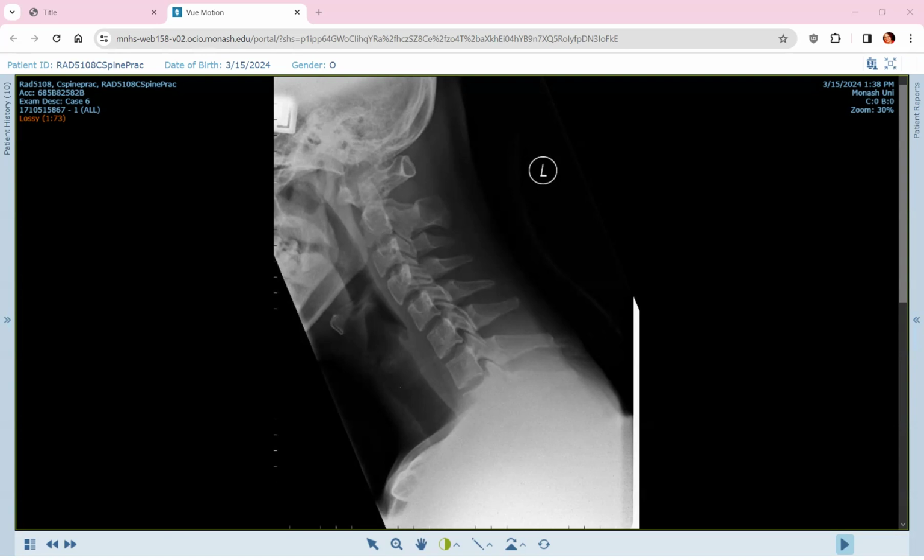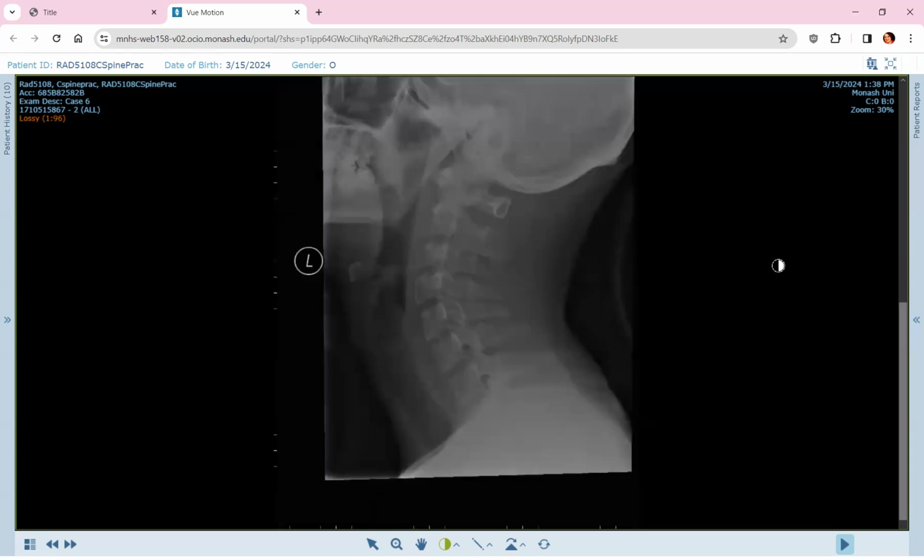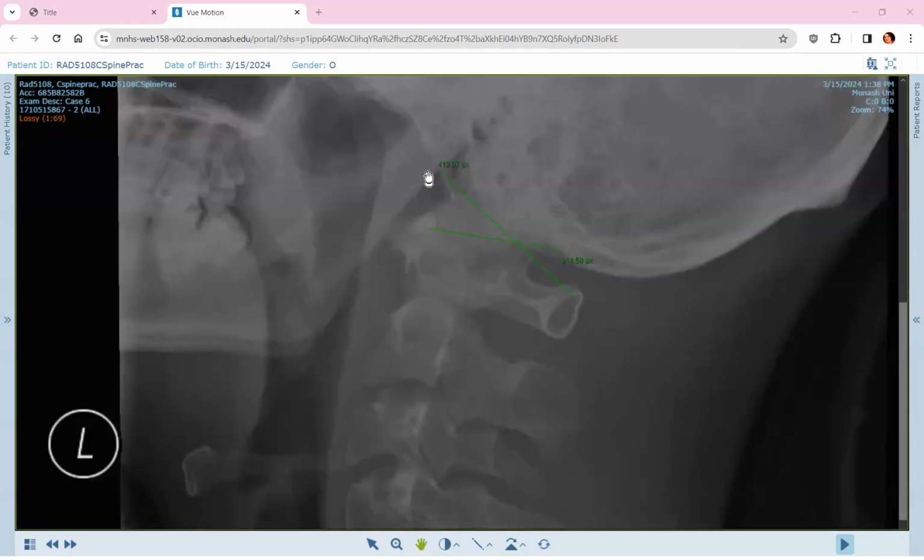To measure that, one can do what they call the Powers ratio, and measure the distance between the basion and the posterior spinolaminar line, which I will show to you now. So the first line is this line, which is drawn from the basion to the posterior spinolaminar line. And then the second line is drawn between the opisthion and the anterior arch, which is this line.